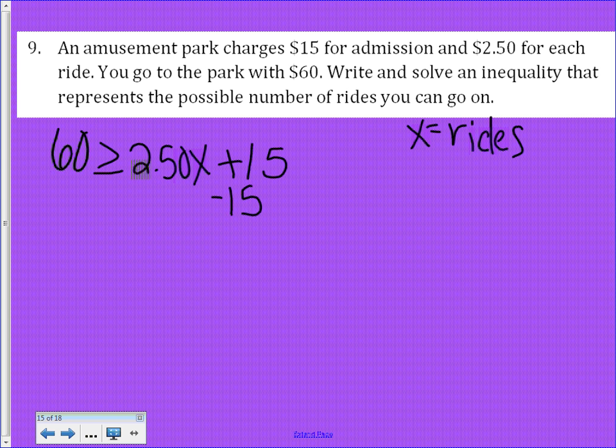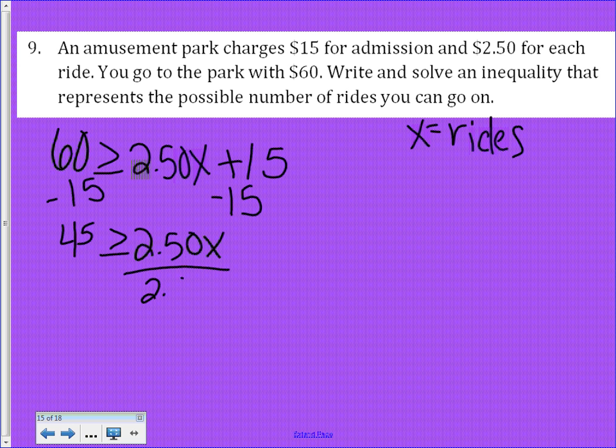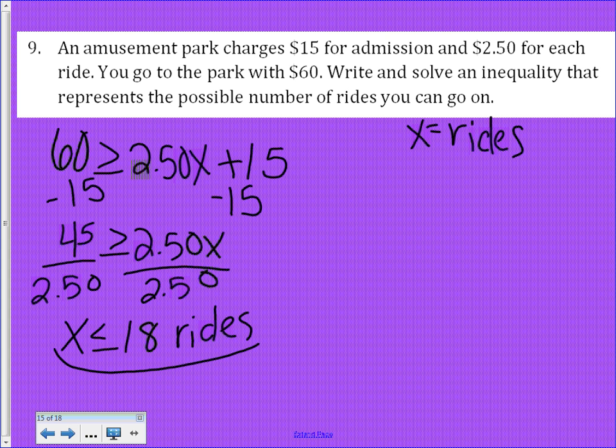I'm going to subtract 15 from both sides. And then I get 2.50x is less than or equal to 45. Divide both sides by 2.50. And then you get that x is less than or equal to 18. Again, it's a word problem, so make sure you label your answer. We cannot go on more than 18 rides. I could go on exactly 18 rides, I could go on 17 rides, but I cannot go on 19 rides.